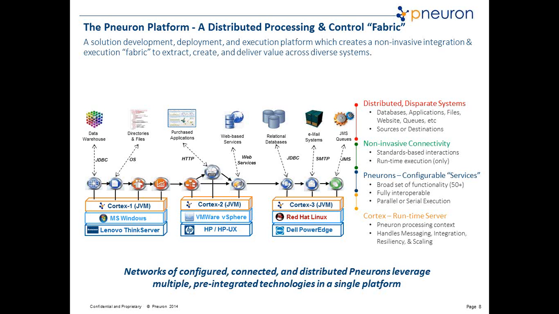This wide range of neurons can be organized in a serial fashion or a parallel fashion. And importantly, the cortex is managing all of the elements of the distributed fabric that we've been talking about. So in addition to providing the processing context for a neuron, the cortex also handles all of the messaging, all of the integration work, the resiliency, and the scaling that's required to execute successfully in this distributed environment.